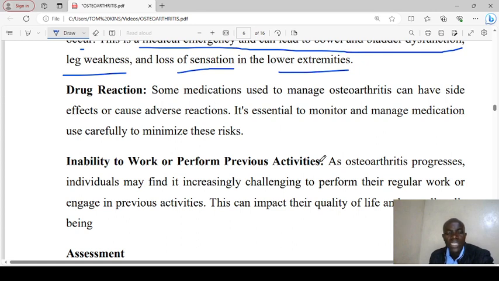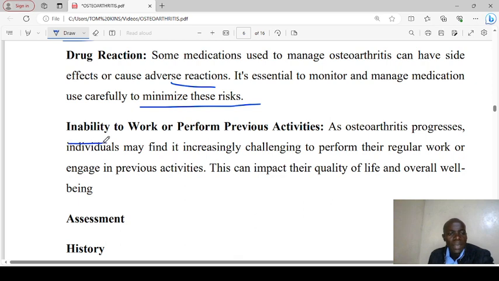We also have drug reactions. Some medications used to manage osteoarthritis can have side effects or cause adverse reactions. It's essential to monitor and manage medication use carefully to minimize these reactions.